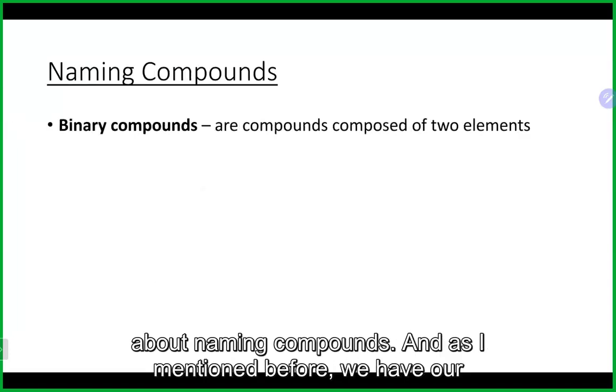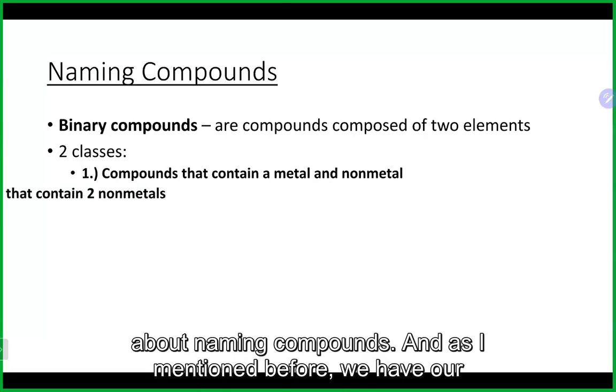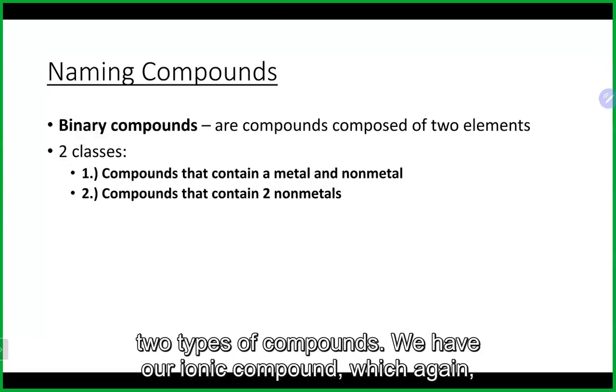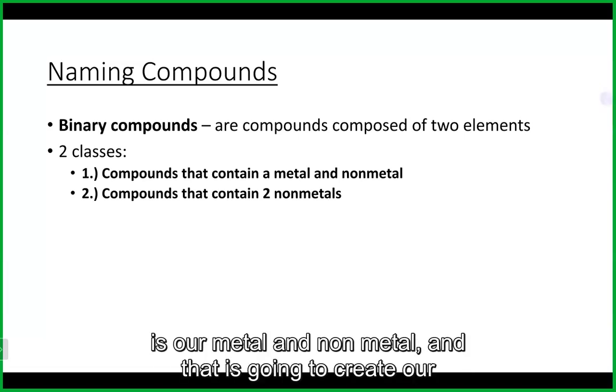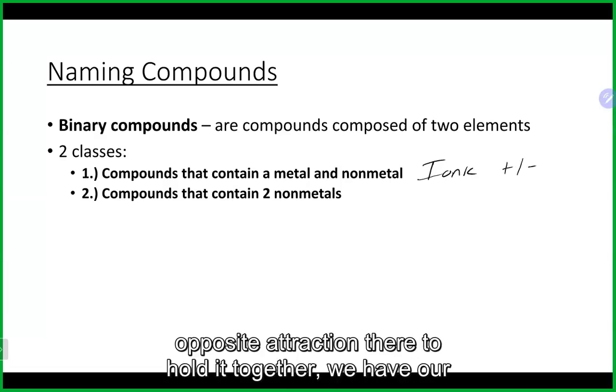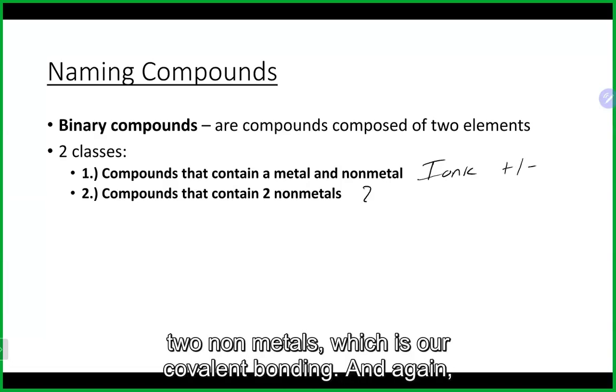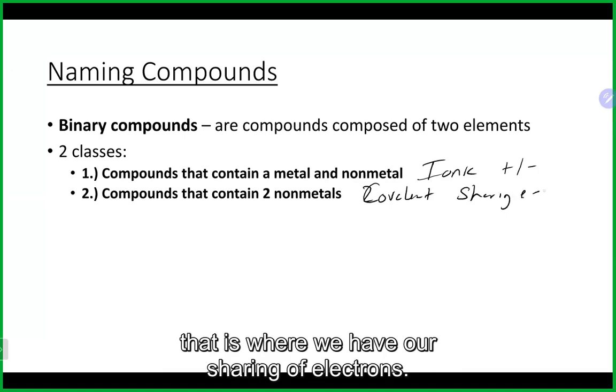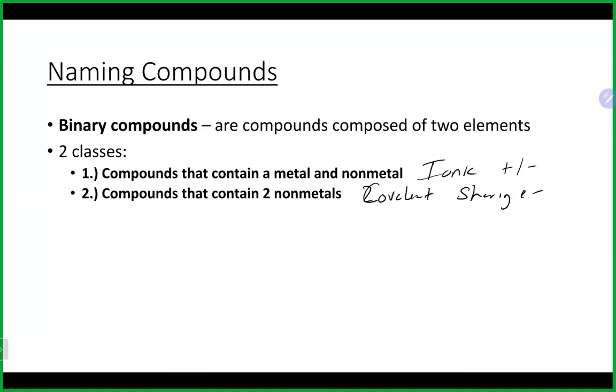So let's talk about naming compounds. And as I mentioned before, we have our 2 types of compounds. We have our ionic compound, which again is our metal and nonmetal. And that is going to create our opposite attraction there to hold it together. We have our 2 nonmetals, which is our covalent bonding. And again, that is where we have our sharing of electrons.